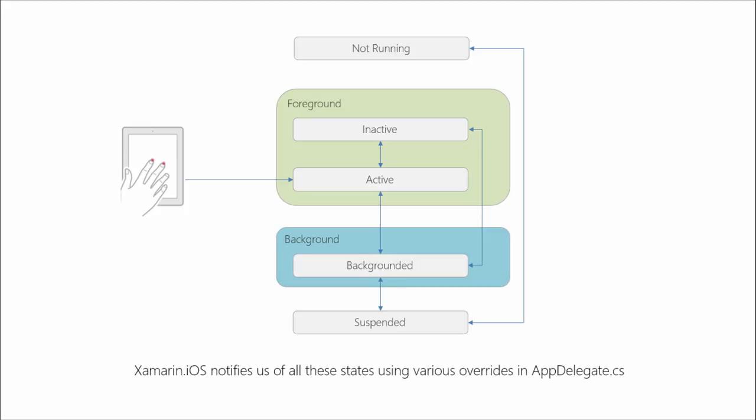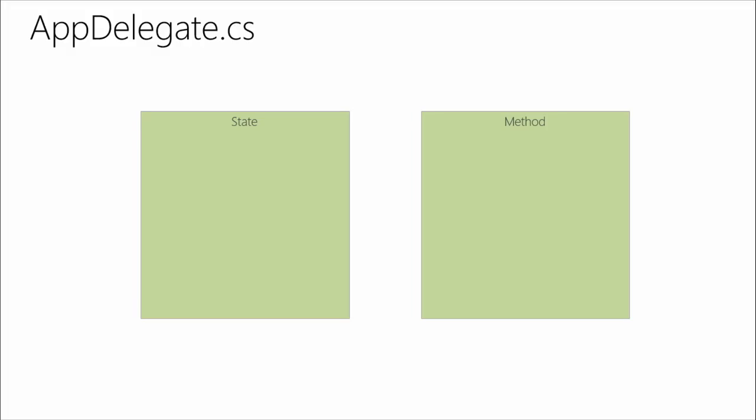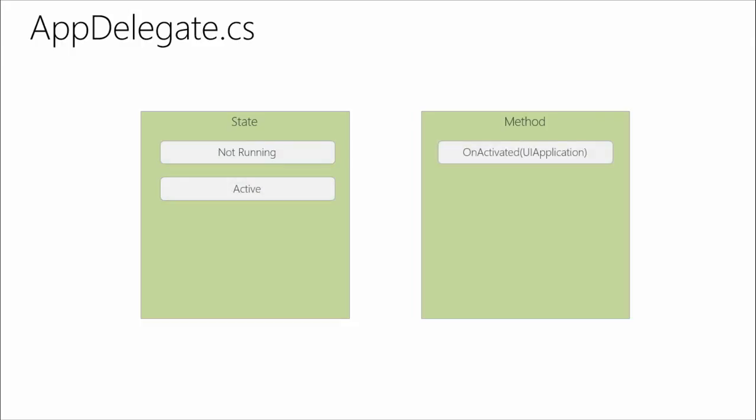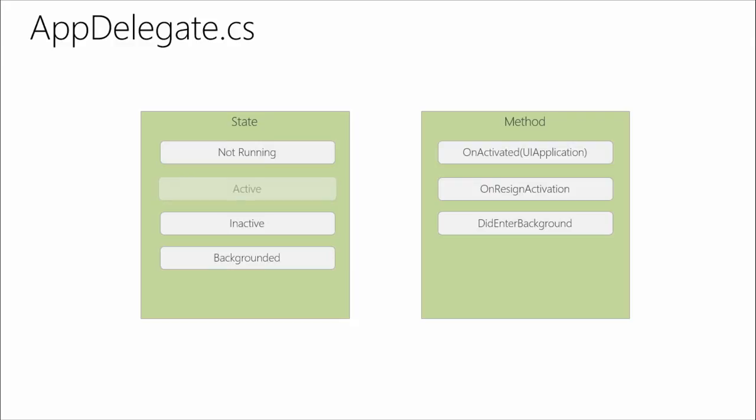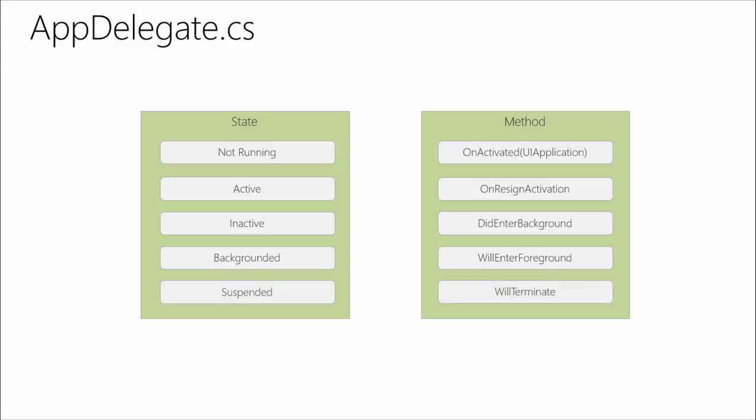So Xamarin notifies us of all these states in the app delegate, and there are some overrides in there that you could use. When the app goes from a not running state to active, the method there is OnActivated. On inactive, you have OnResignActivation. On backgrounded, DidEnterBackground. When you're active again, you will get WillEnterForeground and OnActivated again. And then on suspended, you will get WillTerminate. Now, WillTerminate may not always fire. That's when your application will terminate after it's been suspended.